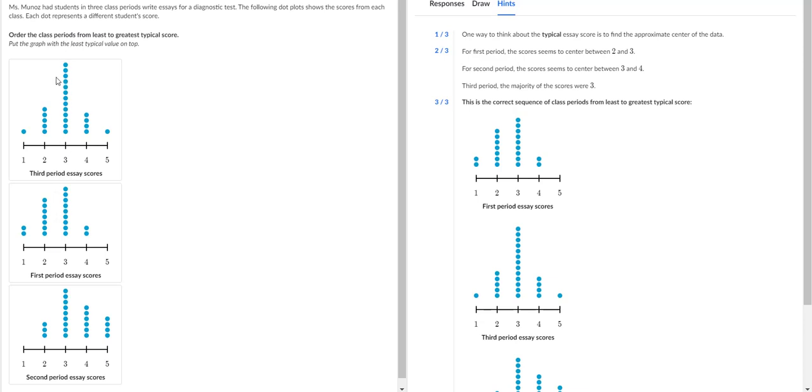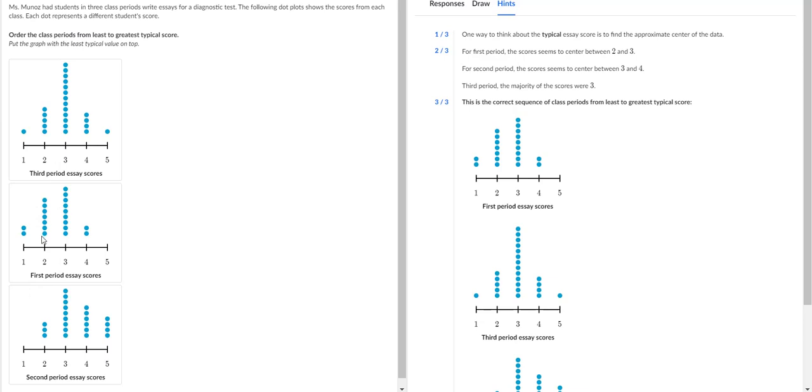Third period, their scores are right around 3. And then second period, most of the scores are 3, but there's only a few scores under 3, and there's lots of scores that are greater than 3. So my estimate for second period would be somewhere between 3 and 4. So this would be a higher estimate. So second period actually has the best scores, and they would be last.